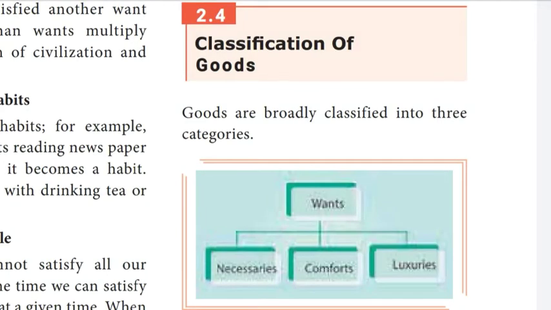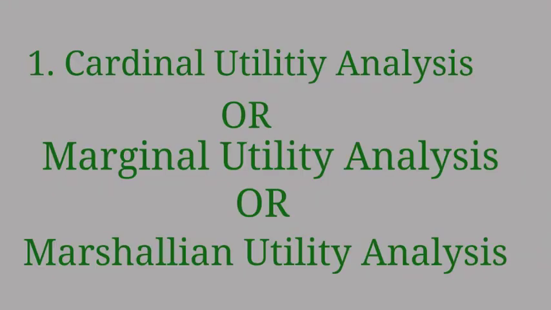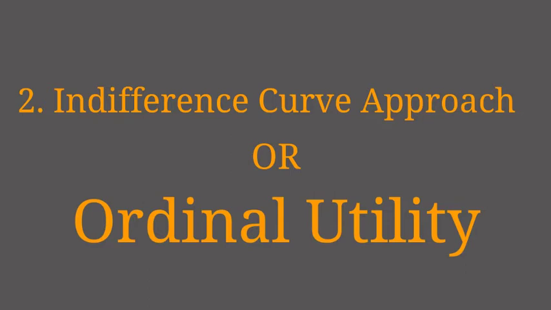Question number 21. Mention the classifications of wants. In economics, wants are classified into 3 types, viz. necessaries, comforts and luxuries. Question number 22. Name the basic approaches to consumer behavior. There are 2 basic approaches to the study of consumer behavior or demand theory. The first approach is the cardinal utility analysis, or marginal utility analysis, or Marshallian utility analysis. The second approach is the indifference curve approach, which uses the idea of comparable utilities, or ordinal utility, or ordinal ranking.